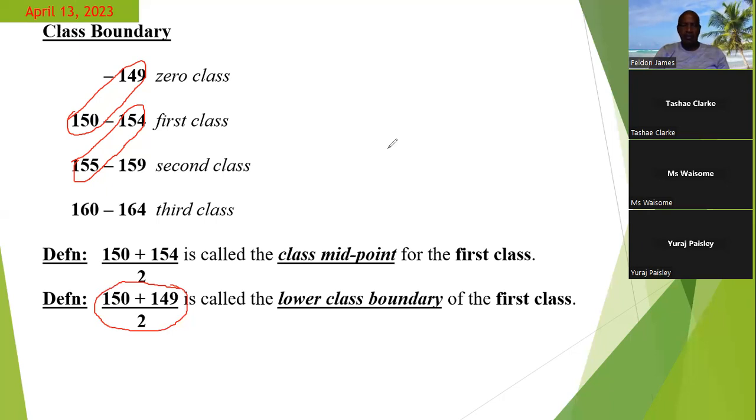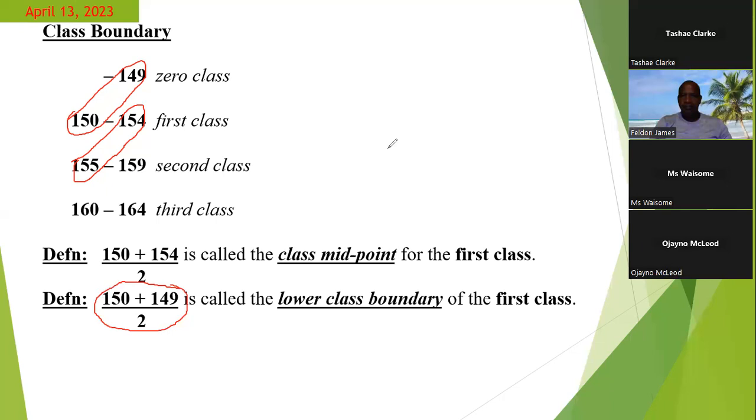Miss Waysome, you're mixing up. You're not adding any boundary because you don't know the boundary yet. That is what I'm saying, sir. You're adding the limits. You're adding the upper limit of one class with the lower limit of the other class and then dividing it by 2. That's what you're doing. Okay, sir. Is that clear to everyone? Let me see your hands. You understand now, Miss Clark? Yes, sir, I understand.